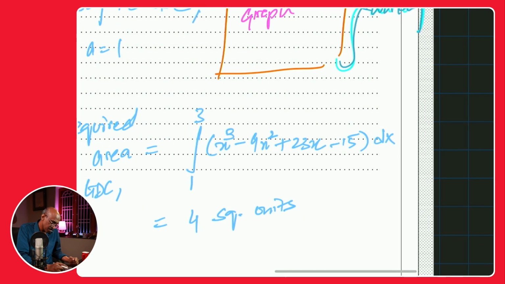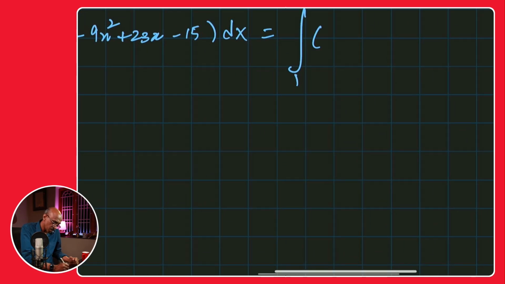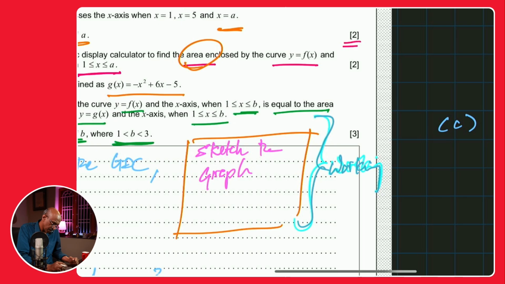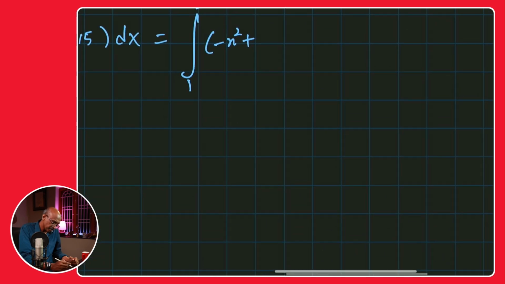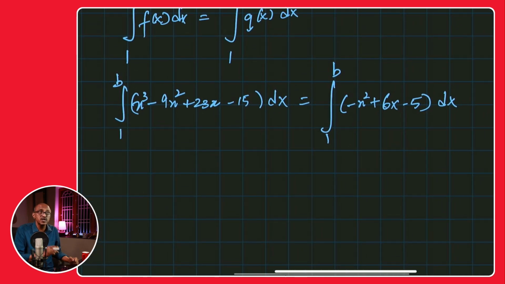What is g(x)? g(x) is negative x squared plus 6x minus 5, and a dx. You need to show this, okay? Now, because it's a definite integral and b is unknown, you can't directly use the calculator. It's going to give you an error.